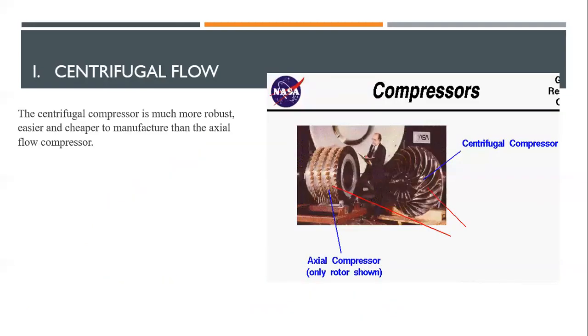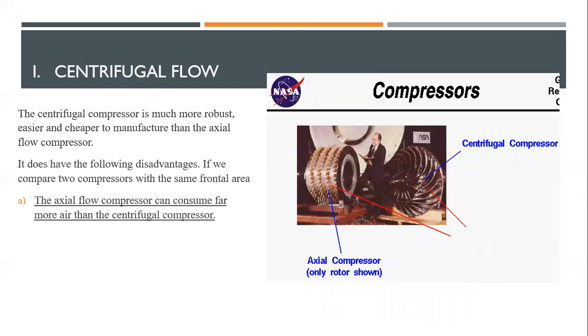So the centrifugal compressor is much more robust, easy, and cheaper to manufacture. Robust means that it does not break easily, or its build quality is good. That you can say. It has the following disadvantages.